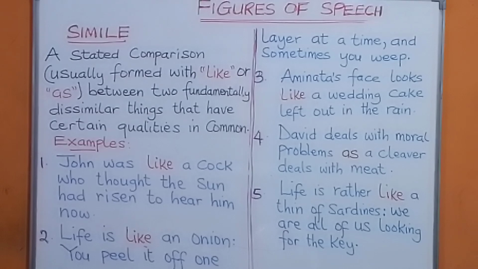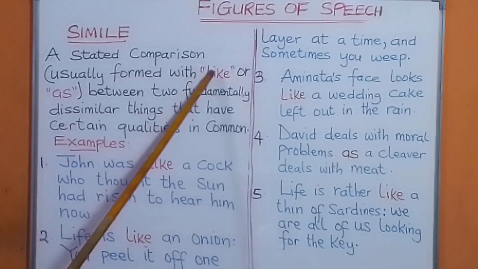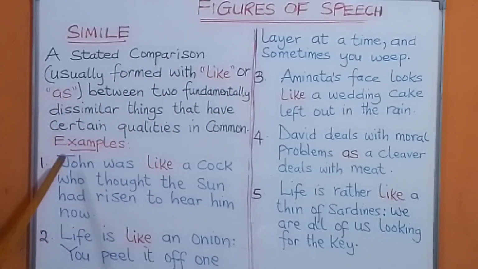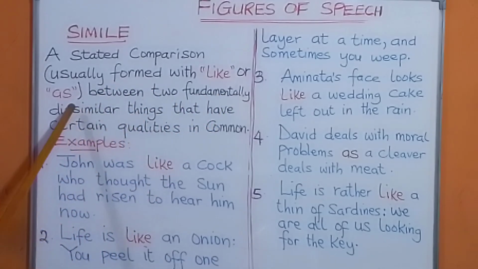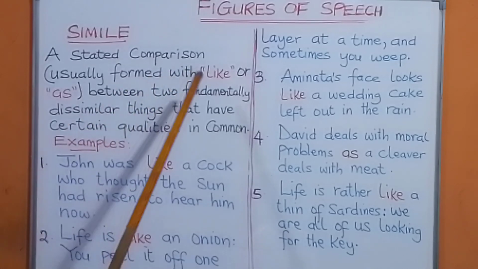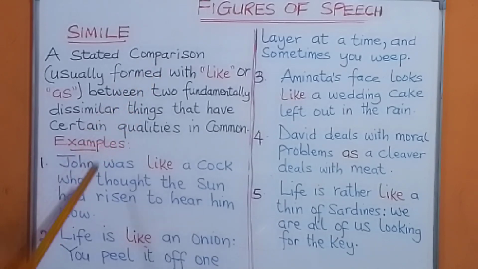What is a simile? A simile is a stated comparison, usually formed with like or as, between two fundamentally dissimilar things. Things that are not the same. Things that are not alike. That is what we mean by dissimilar. When you use like or as to compare them, we say that is simile.